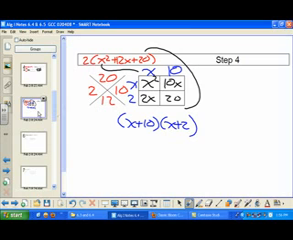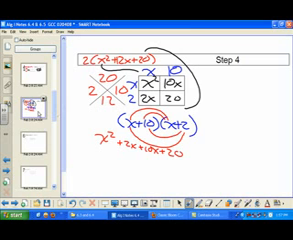Now, the check, and it becomes especially important when we start getting negative numbers, is we can FOIL it back out again. I get x squared plus 2x plus 10x plus 20, which gives me x squared plus 12x plus 20.